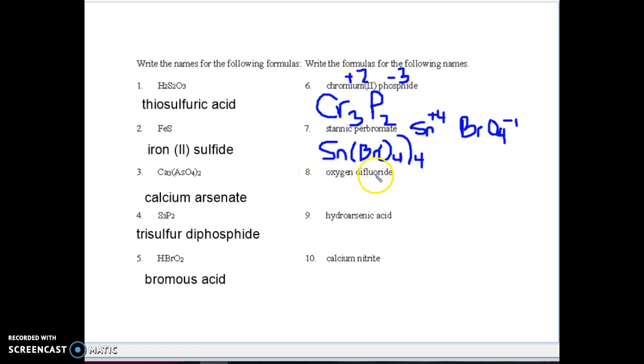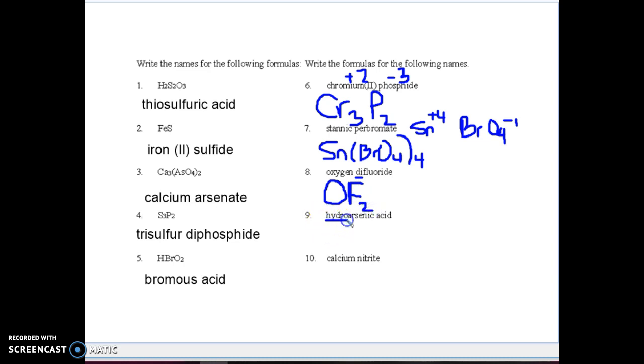Number 8, oxygen difluoride. I'm going to notice that oxygen is a nonmetal and there's no prefix with it, so I'm going to just put O. Difluoride, that prefix di means 2. So the symbol for fluorine is F, and the formula is OF2.